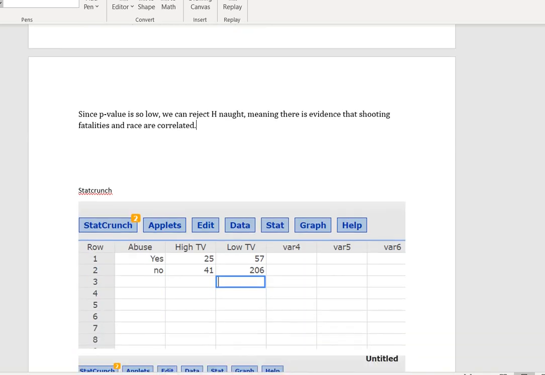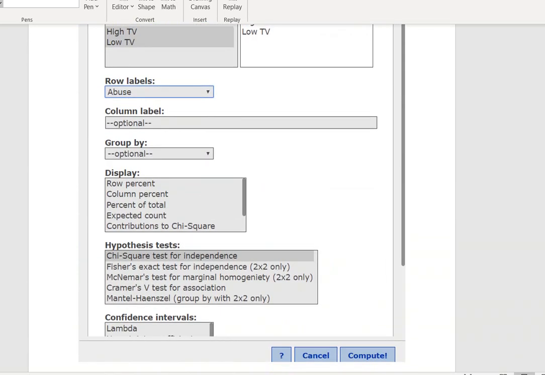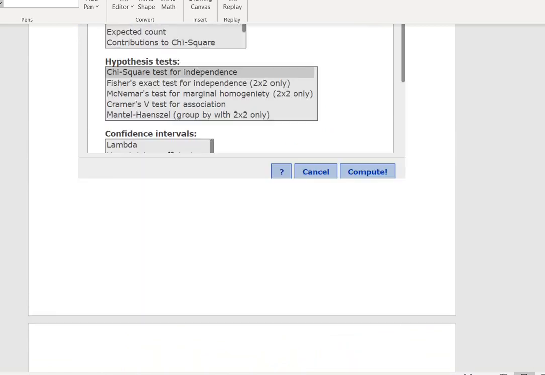I've also included step-by-step instructions on how to do this with the TV violence example. So if you want to look at that, just remember to get those expected counts if you want to make sure that your work is going well.